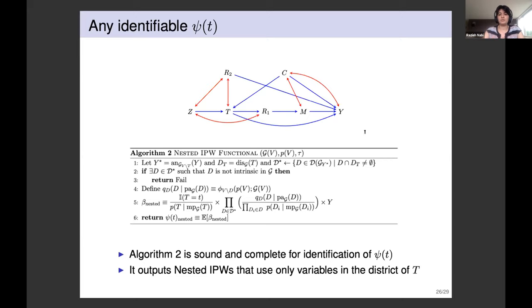So what we did was try to come up with some sort of estimators that are different from what the original ID algorithm basically outputs for the identified functional. And here the estimator that we can get out of this representation, we call the nested IPW, and it's only going to rely on a specification of conditional densities of variables in the district of the treatment only and nothing else. So basically looking at this graph, I can come up with an estimator that uses only the models for R1, Z, T, and R2 to construct the estimator. Sometimes this representation is better, but sometimes there might not be much gain, but it's also good to have different representations of the same functional from an estimation point of view.